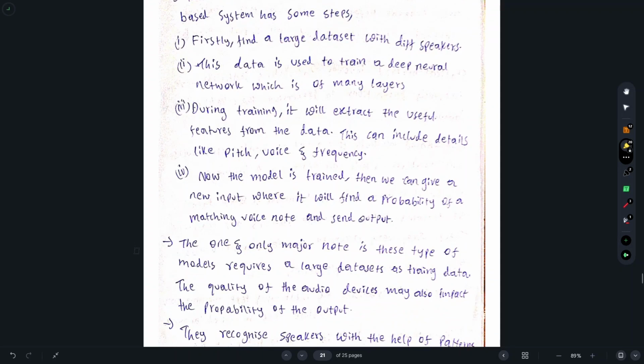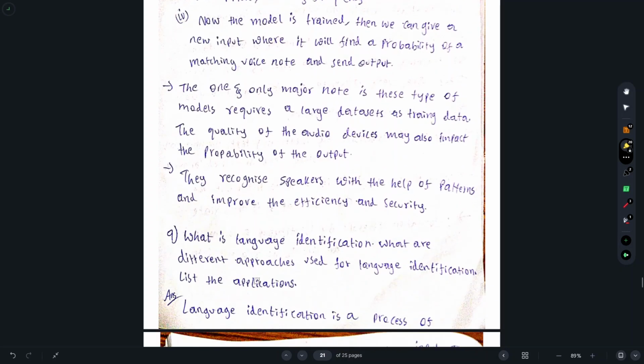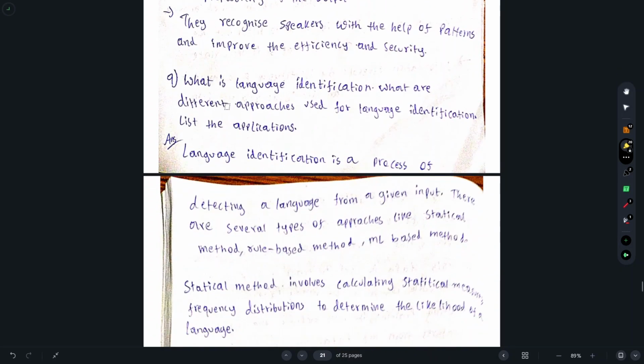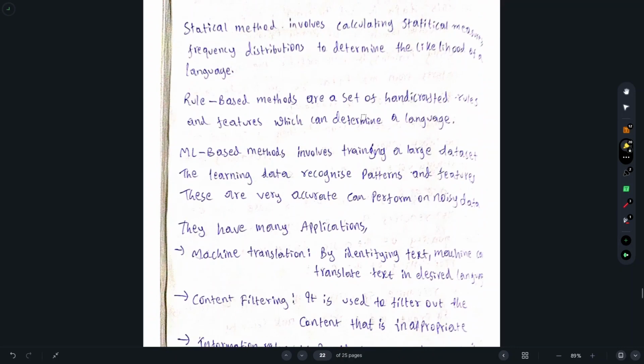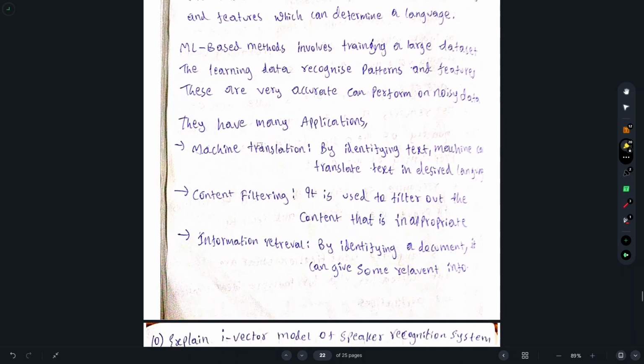The one major note is that this requires large data sets, and the quality of the audio devices, I mean the way in which the whole speech is recorded, should be high quality for a better result. So what is language identification? What are the different approaches used for language identification? Language identification is done in three ways.